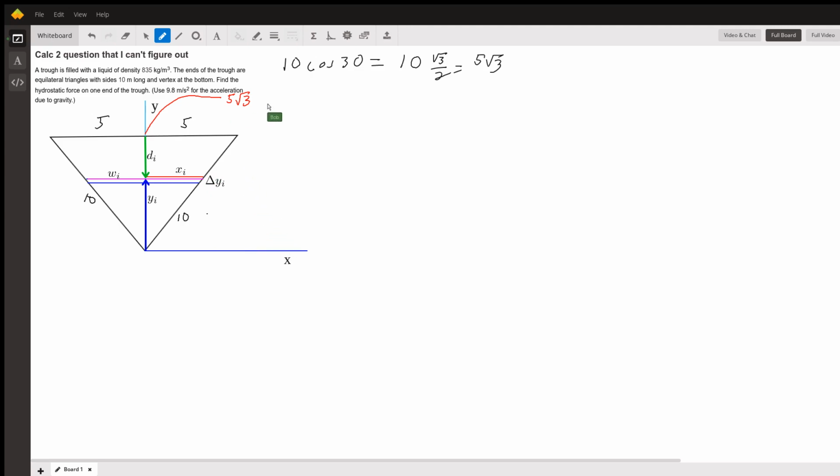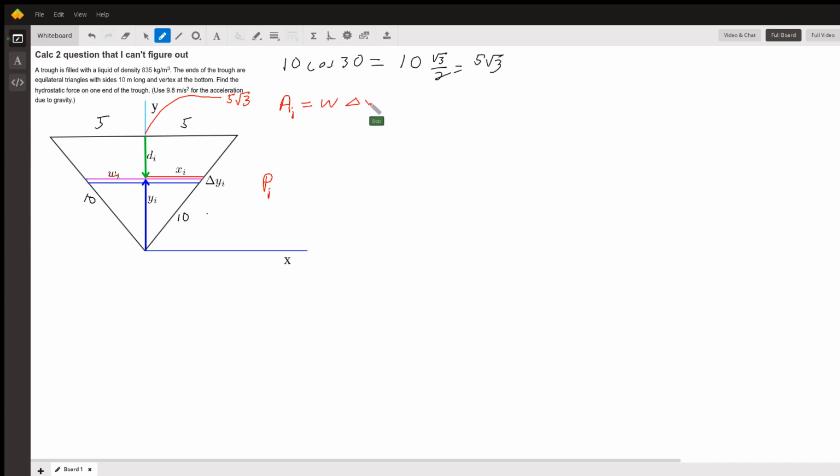So the first two parts of this problem are to look at each sliver and compute the area of each sliver. And then we also want to compute the pressure at each sliver. We will call it P sub I. Okay, so let's start off with the area. The area is going to be equal to the width right here times the height, which is delta y sub I.